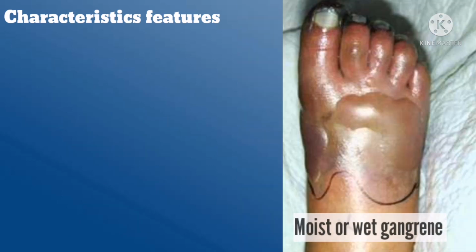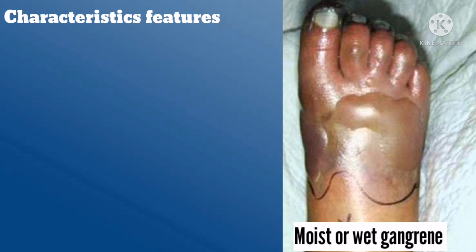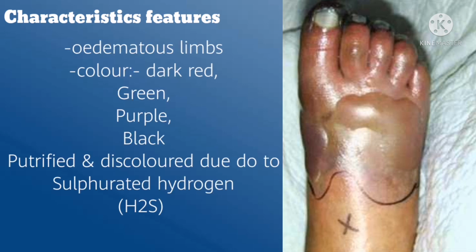Coming to moist or wet gangrene, it is characterized by moist and oedematous limbs. For this wet gangrene, there is no fixed color. It may vary among dark red, green, purple and black. And the next one is it has a horrible odor. In moist gangrene, when the vein gets obstructed, there is no arterial blood supply to that part. In that case, liquefaction and bacterial infection occur.